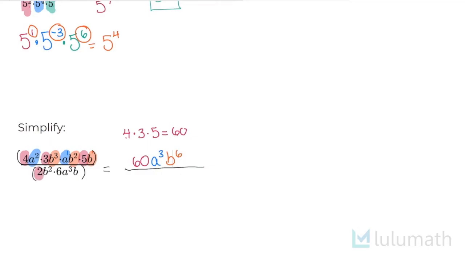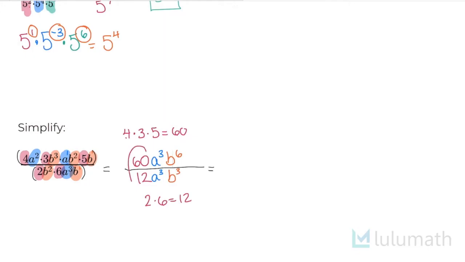Here our coefficients are 2 and 6. So when I multiply 2 by 6, I end up getting 12. Then looking at my a values, I have a to the power of 3 here and nothing else like it, so I'll just copy that down. And then I also have b to the power of 2 times b to the power of 1. When I multiply those together, I get b to the power of 3 because 2 plus 1 is 3.